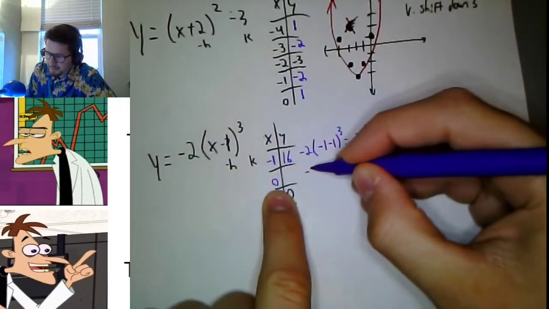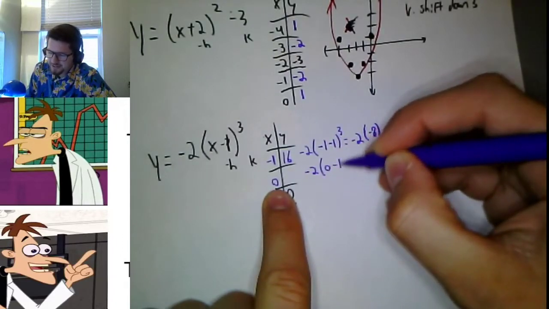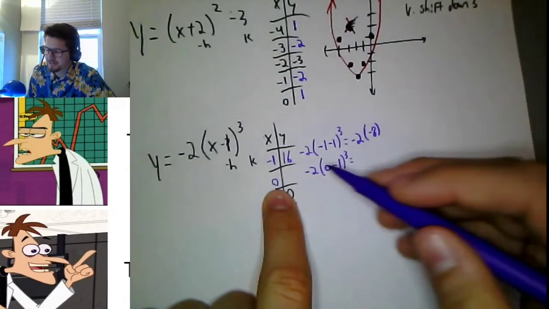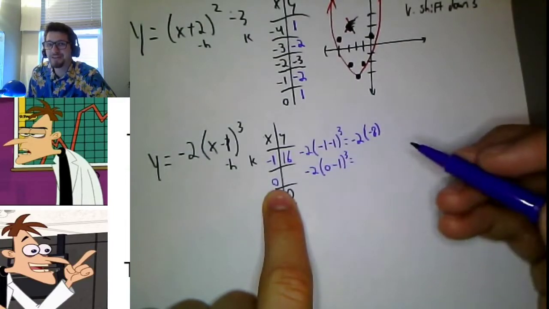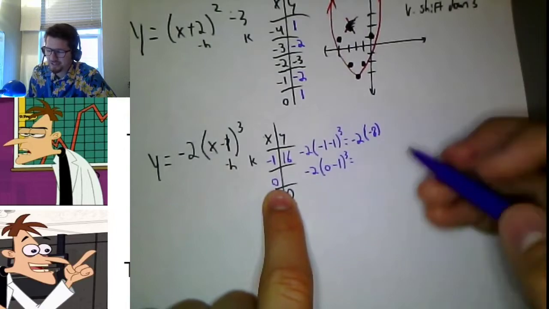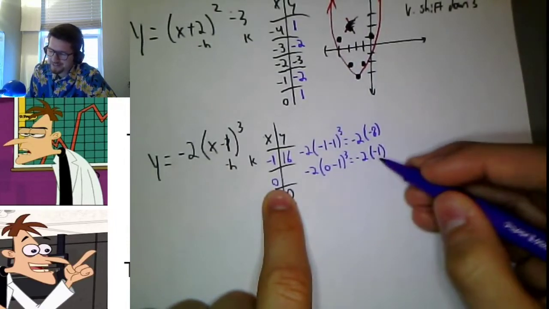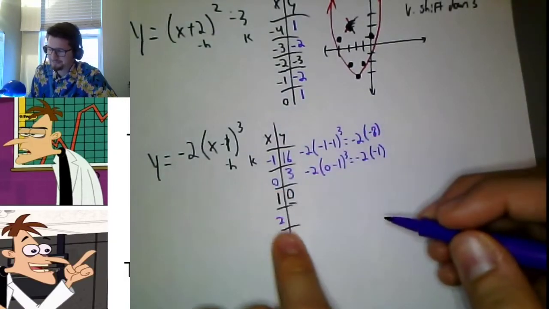If I plug in a 0: negative 2 times the quantity of 0 minus 1 cubed. I'm sorry, I said 3. 0 minus 1 cubed, that's negative 1 cubed. Negative 1 times negative 1 times negative 1 gives me negative 1. Negative 2 times negative 1 gives me 2.